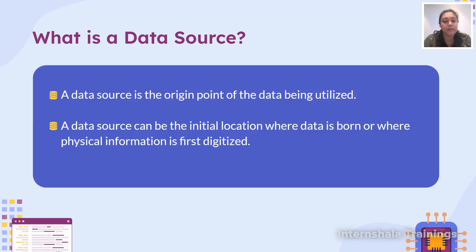So it can be created, right? A data source can be the initial location where data is born. I can create the data on my own. That can be a source, or where physical information is first digitized. That means if I'm creating my own data, that is also a data source and the source is me. If I'm not creating it, I'm taking it from somewhere, then that third party is called the data source, where I'm getting that particular data, right?